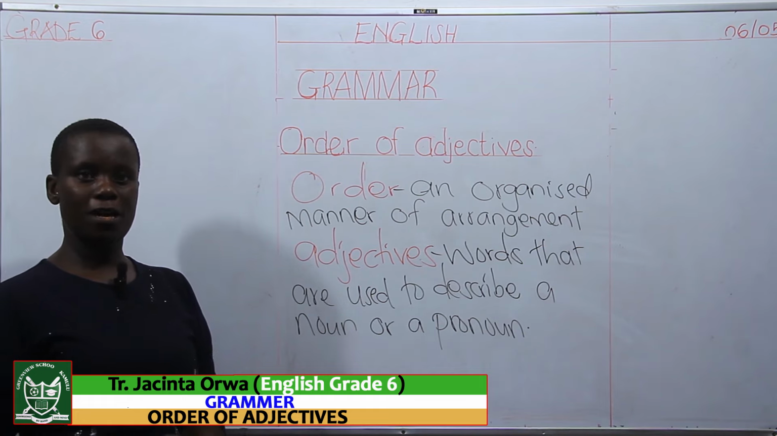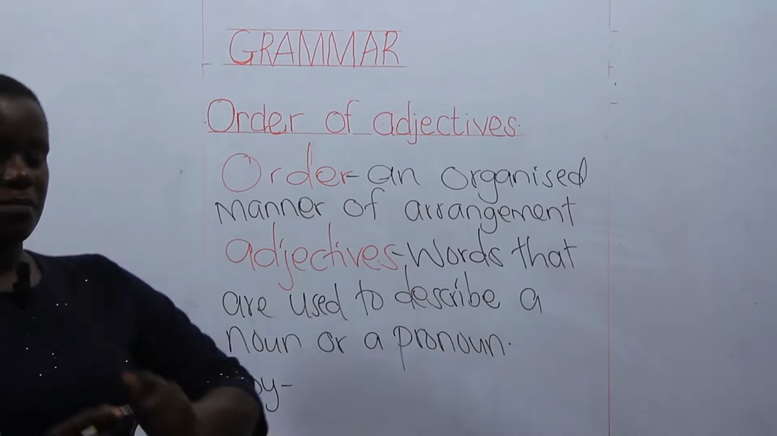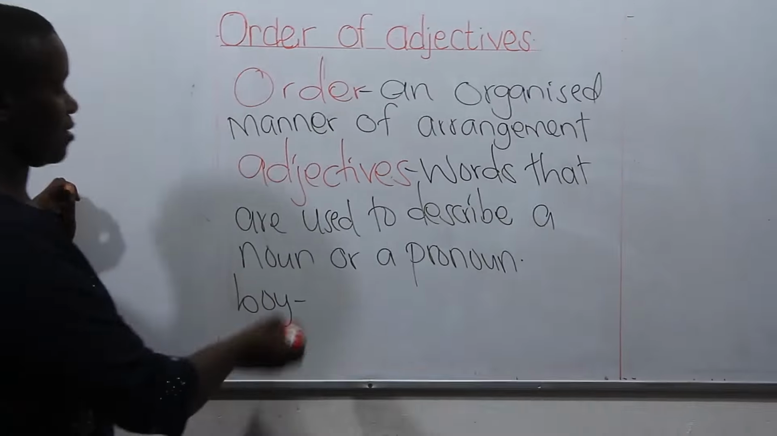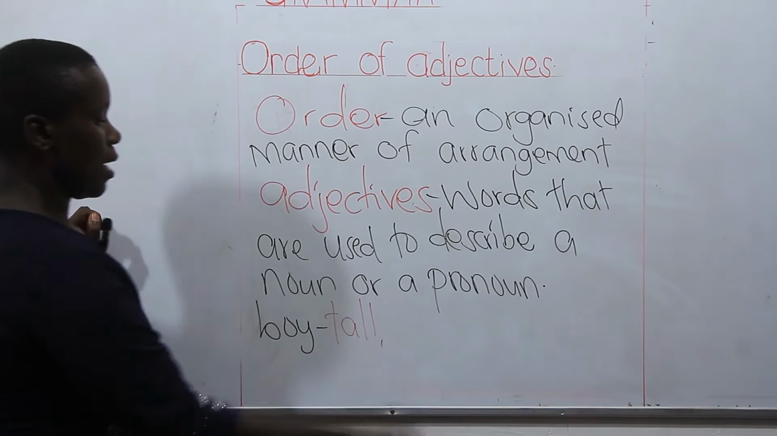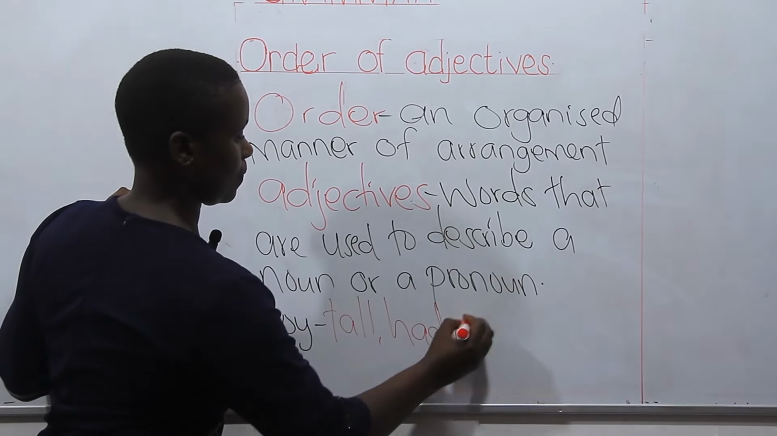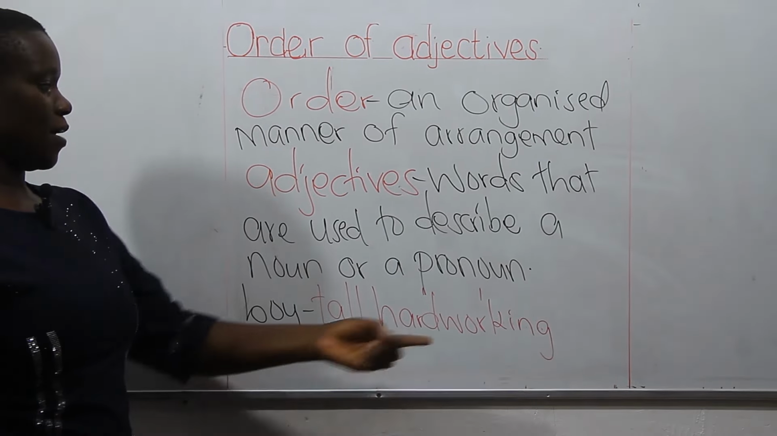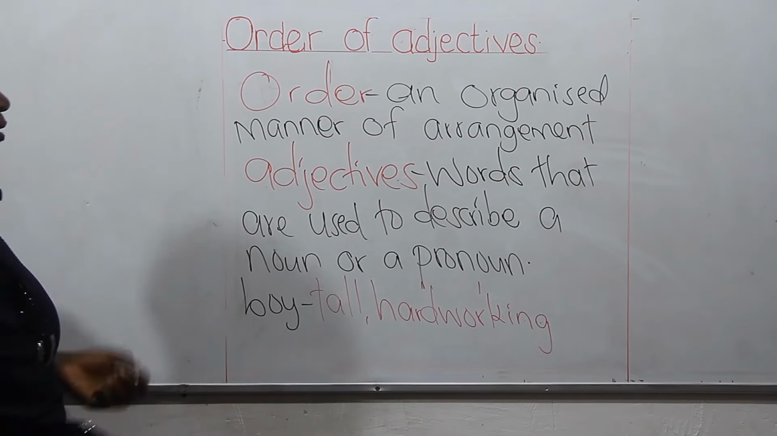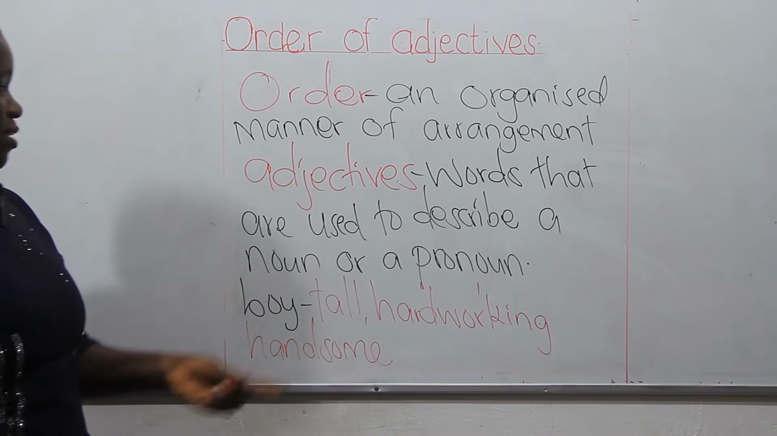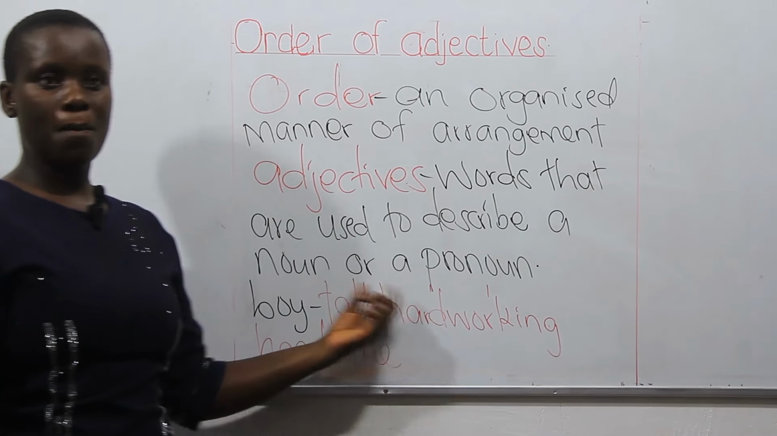For example, we have the noun boy. How can we describe a boy? We can describe a boy in terms of height. So we can say that the boy is tall. How the boy performs, we can say the boy is hardworking. In terms of appearance, you can say that the boy is handsome. So these words that I've said in red, these are the words that we refer to as adjectives. They're describing the noun boy.